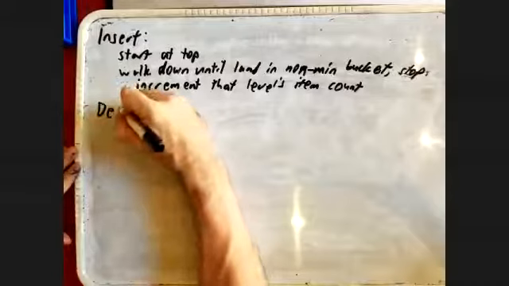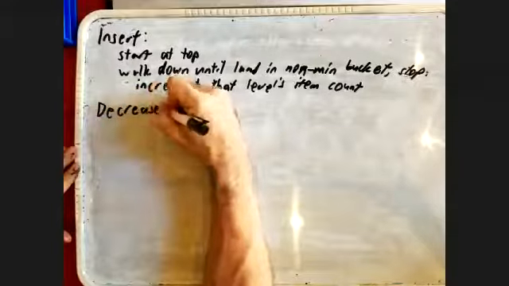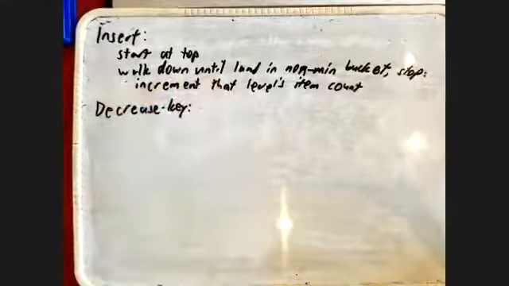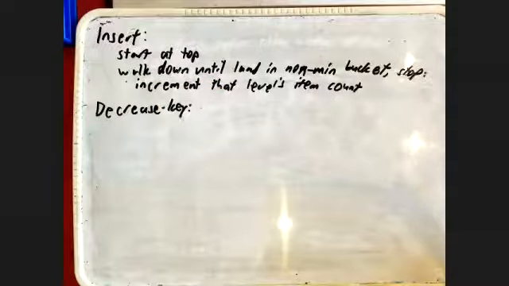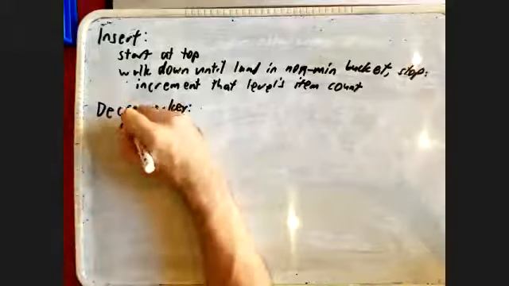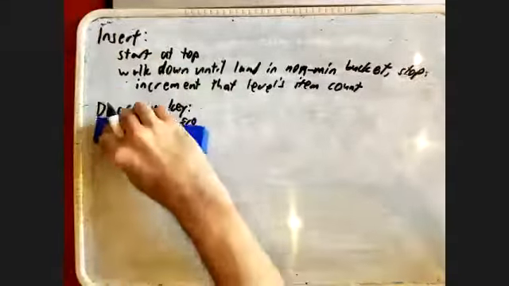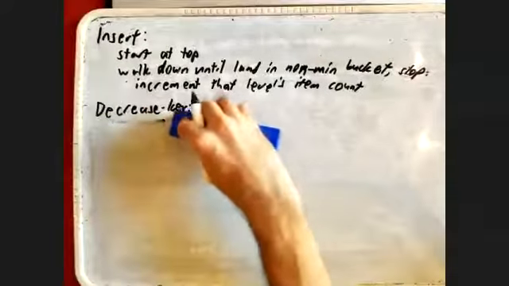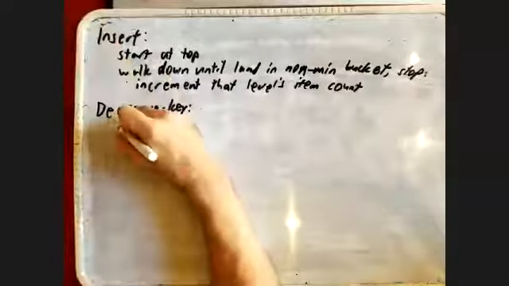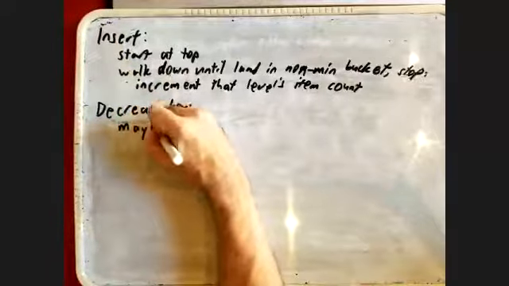Yes. Now the next operation that we need is decrease key. How do we do that? Well, it's pretty obvious, right? We remove it from its current location and we have to put it into its new location, right? Or maybe. If you think about it, we might not have to do anything, right? It might still belong in the same place.